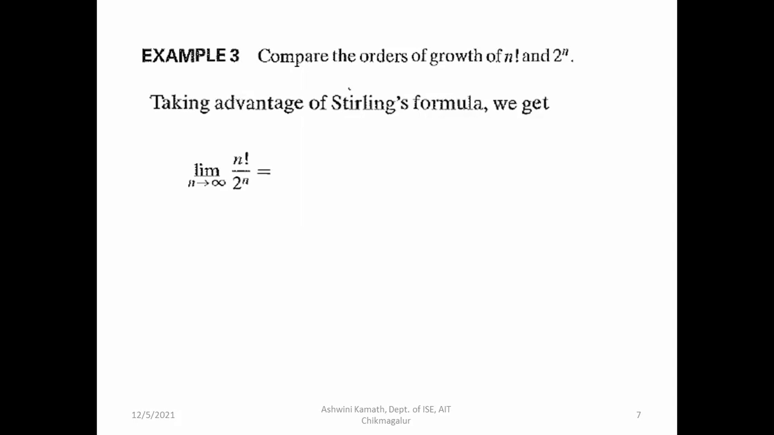Again, n factorial divided by 2 to the power of n. We cannot divide it directly. We don't know the value of n, so we cannot divide it directly or simplify it. So apply Stirling's formula. Limit n tends to infinity, n factorial divided by 2 to the power of n is equal to limit n tends to infinity. In place of n factorial, you apply Stirling's formula, square root of 2 pi n into n divided by e whole to the power of n, divided by 2 to the power of n.